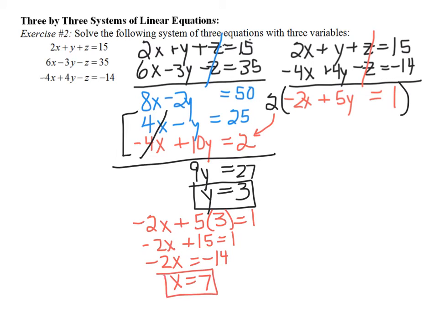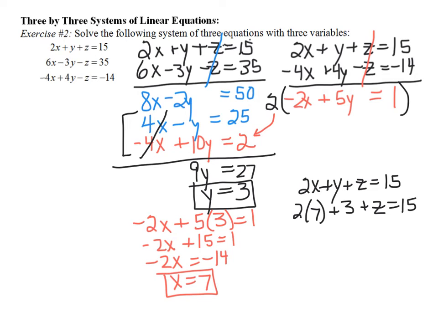So here's another part of our solution for this system. Let's keep going. Now we've got to find the z. To find z, we're going to have to go back to one of our 3 original equations because they're the ones that have the z in it. I'm going to just use the first one, so 2x plus y plus z is equal to 15. I'm going to substitute 7 for x. I'm going to substitute 3 for y, and that will allow me to solve for the z. 2 times 7 is 14, plus 3 plus z equals 15. So 17 plus z is equal to 15, which tells me that my final answer for z is negative 2.